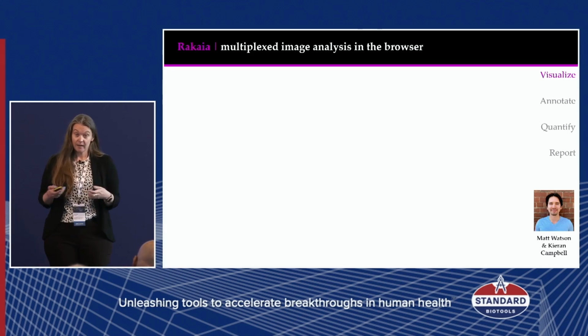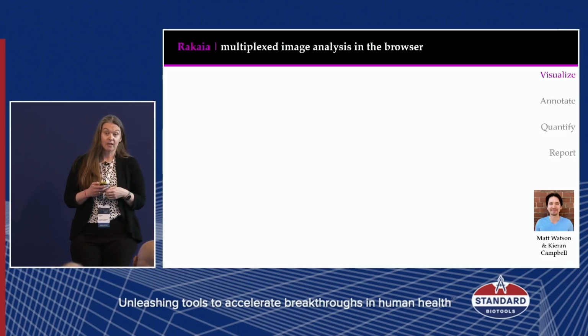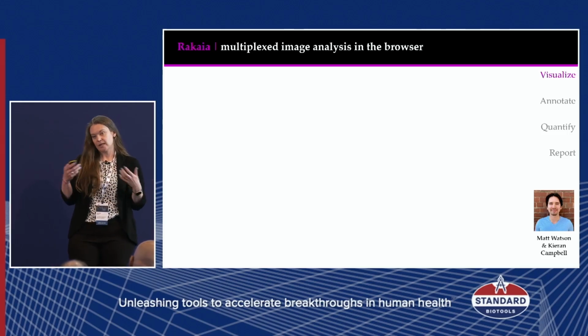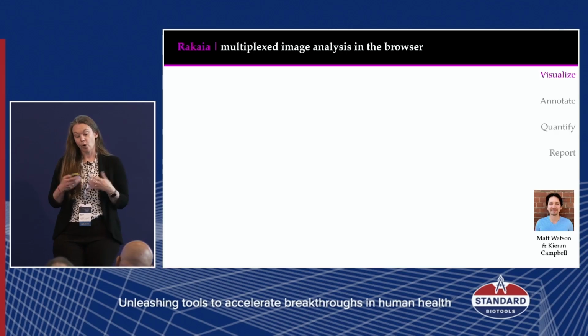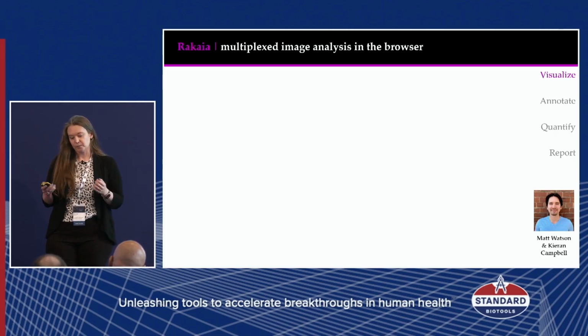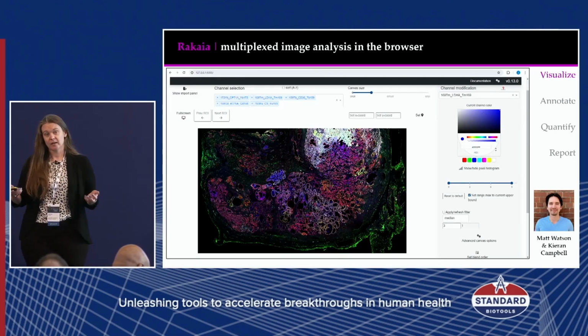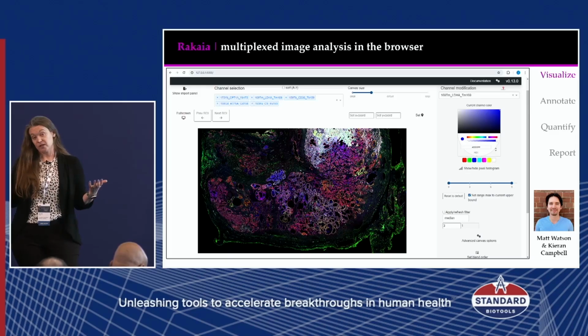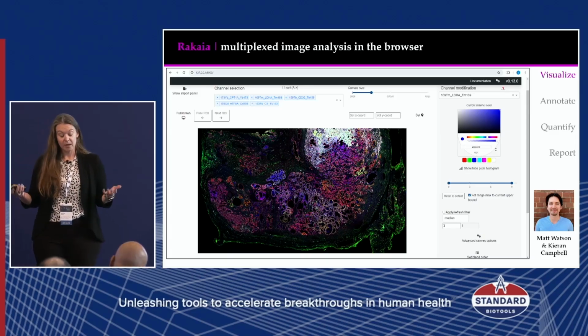It's called Rakaya, and it allows multiplex image analysis in the browser. And so what I'm going to do is I'm just going to take you through some still images to give you an overview of what Rakaya can do. The first is visualize. I used all of the images in this presentation. They were all made in Rakaya.